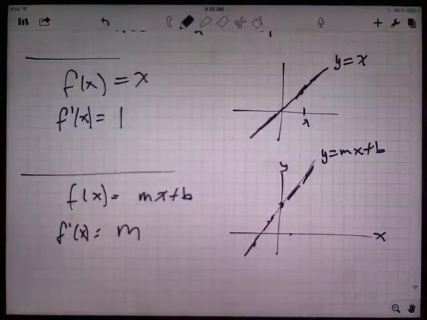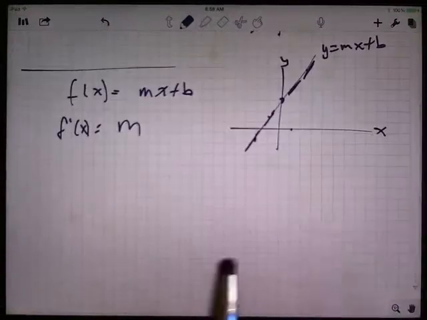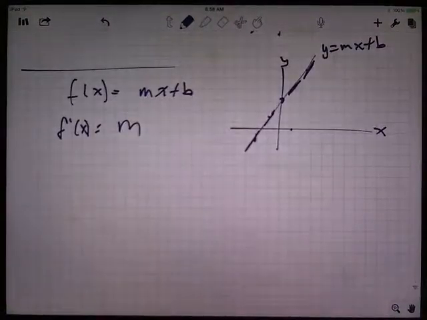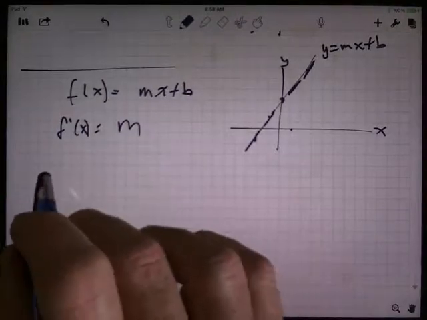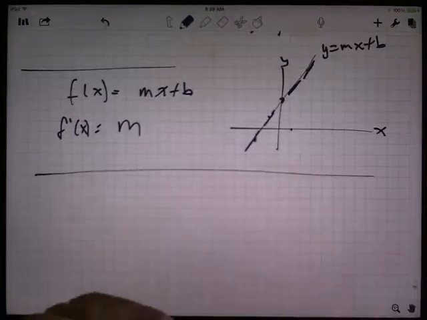Okay. So those are pretty straightforward. When you have a straight line, the slope is always the same, so the derivative is a constant function. Now let's look at some other ones.